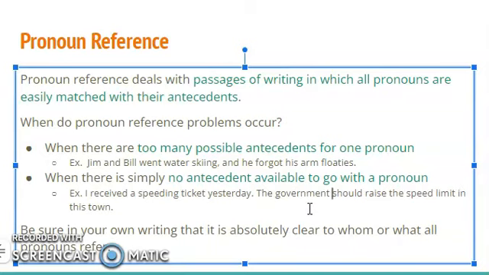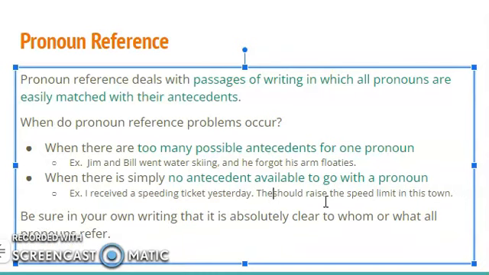Okay? We have to know that. So we can't just put the pronoun they in there because we don't know who they is. So that would be a second error, when we don't know the antecedent. So be sure in your own writing that you are clearly identifying to whom the pronoun matches up with to avoid pronoun reference errors.